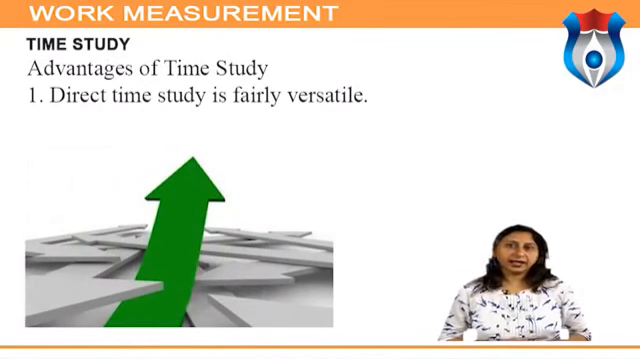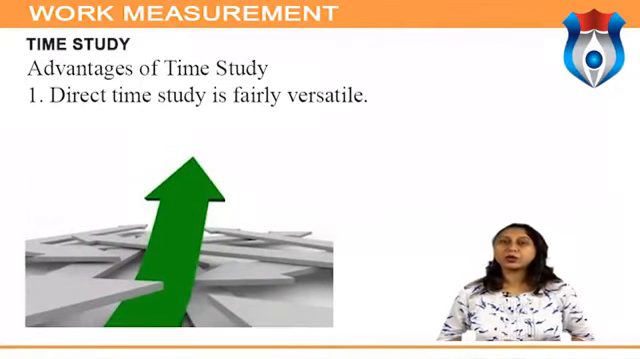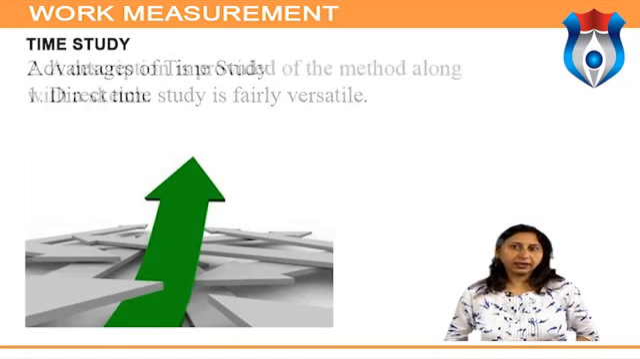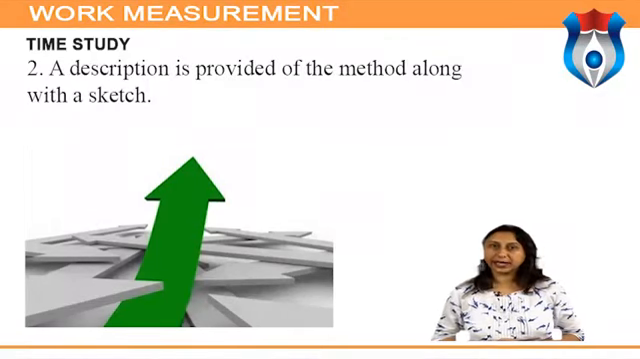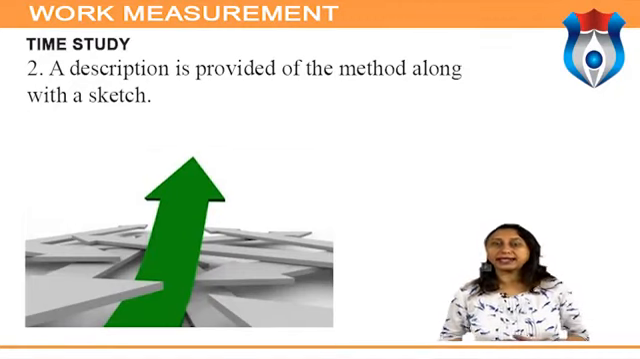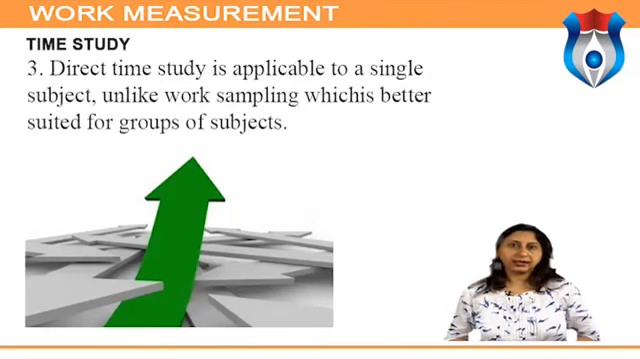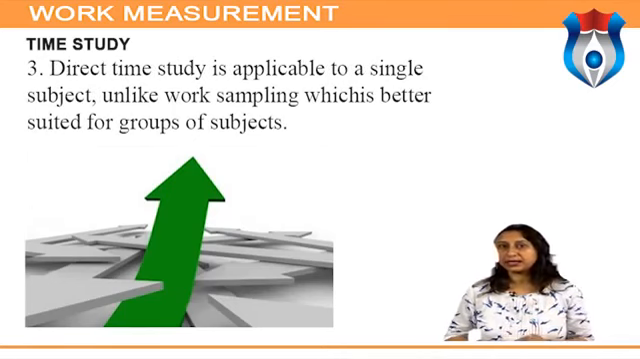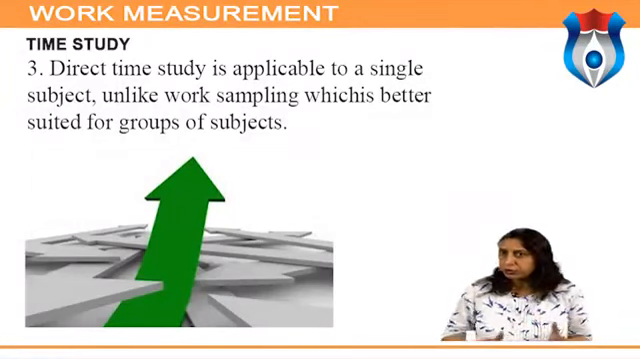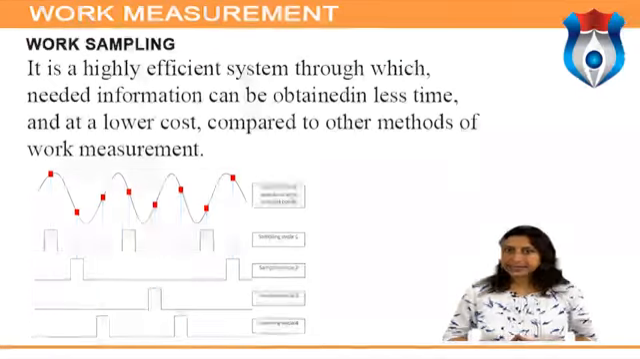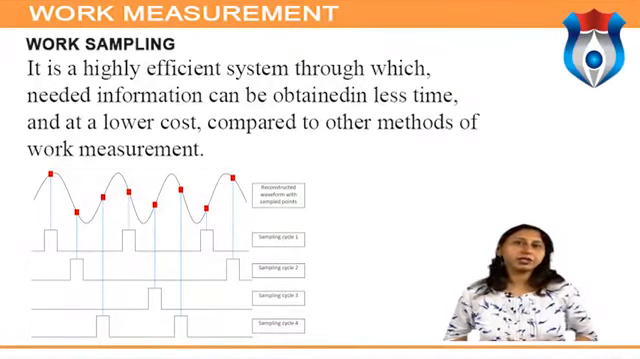Advantages of time study. Direct time study is fairly versatile, since it only involves the use of a time measuring device such as a stopwatch, and time is measured directly. A description is provided of the method along with a sketch. This helps understand the conditions and nature of the task being performed, even in the future when referencing past time study records. Direct time study is applicable to a single subject, unlike work sampling, which is better suited for groups of subjects. Direct time study provides greater detail about the capabilities of individual workers. It is a highly efficient system through which needed information can be obtained in less time and at a lower cost compared to other methods of work measurement.